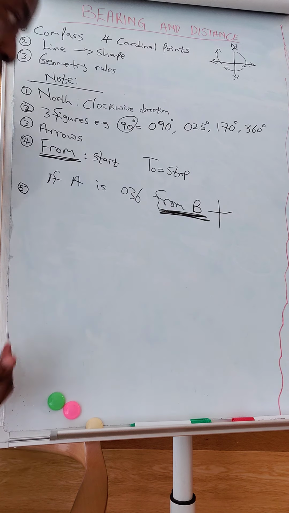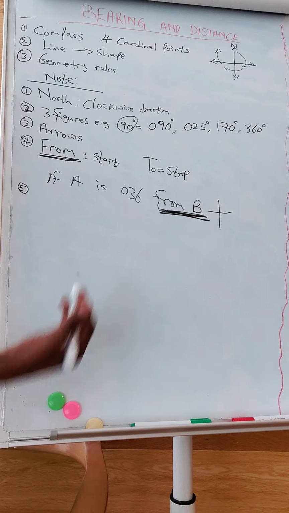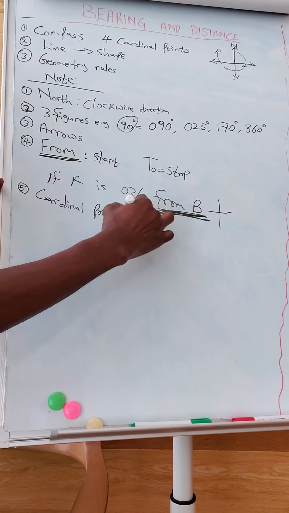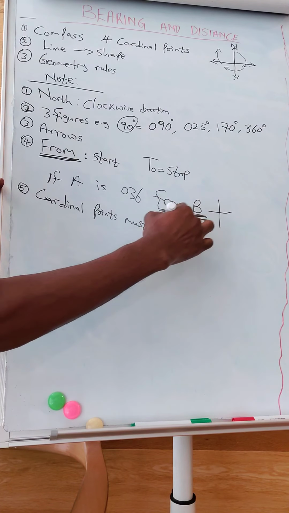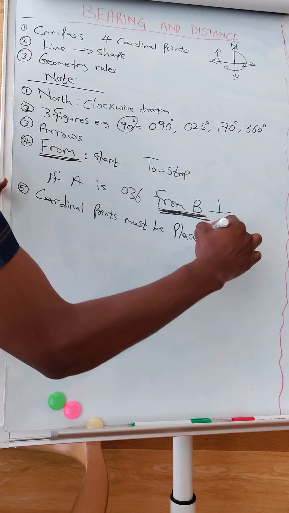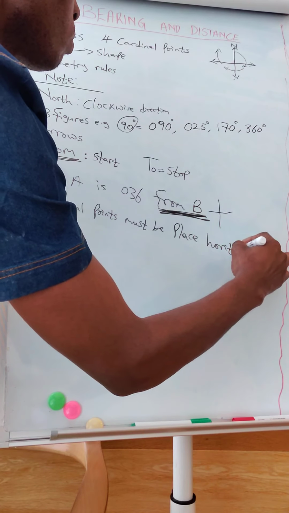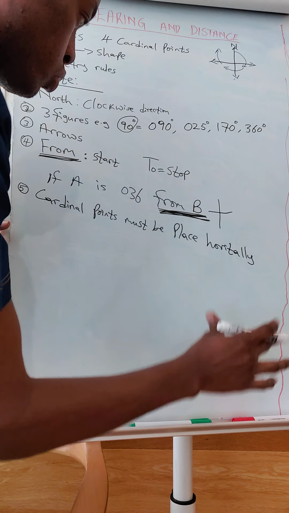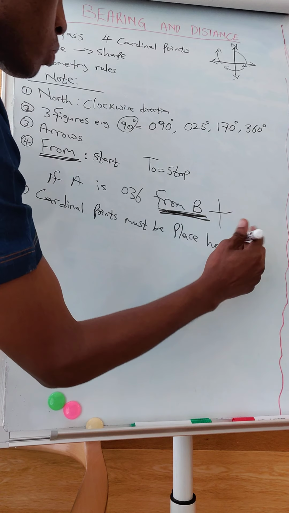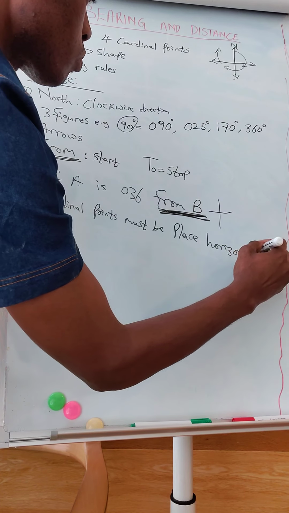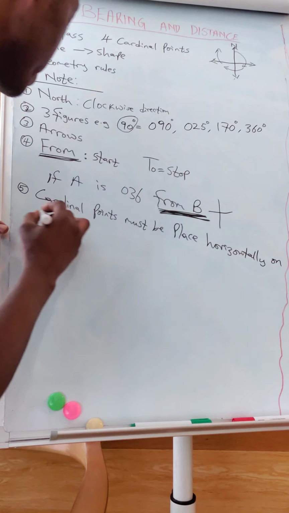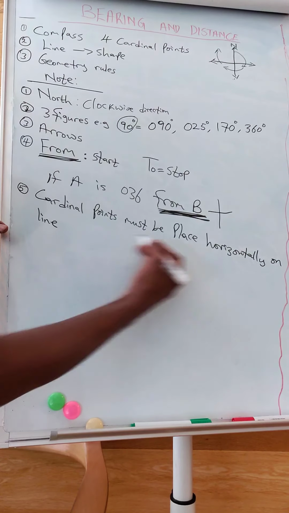The other thing you need to take note of when you are dealing with bearing and distance is how to place the 4 cardinal points. The 4 cardinal points must always be placed horizontally on the line. Don't bend the cardinal point. It must be placed horizontally on the line. This is what I'm trying to say.